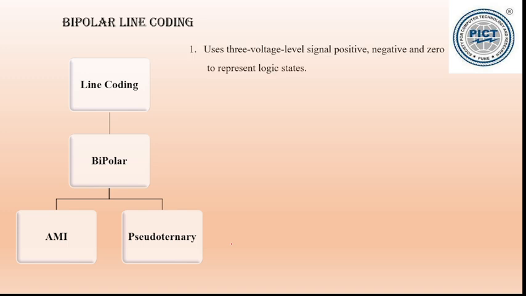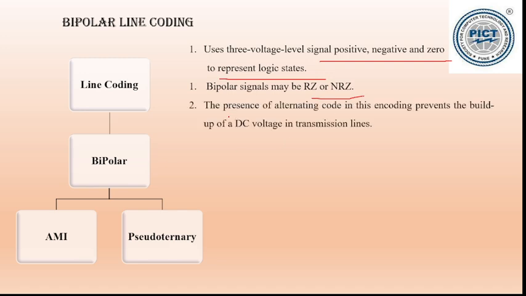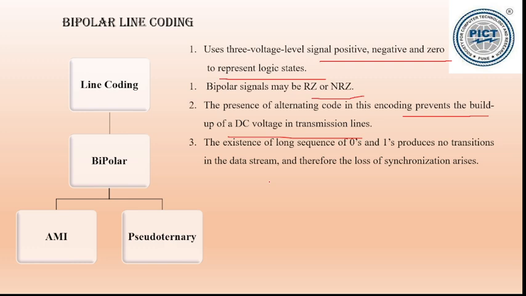So bipolar line coding uses a three voltage level signal, positive, negative and zero, to represent the logic states. Bipolar signals may be RZ or NRZ. The presence of alternating code in this encoding prevents the buildup of DC voltage in transmission lines.